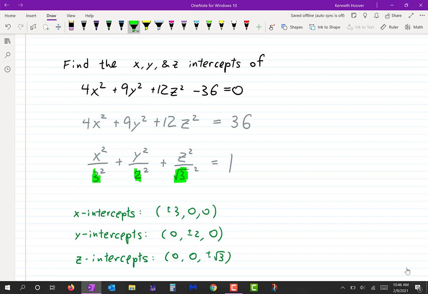Why is the center at the origin? Because on the top, it's just x squared, y squared, z squared, not x minus something squared. Or if you want to, you could say it's x minus 0 squared, y minus 0 squared, z minus 0 squared. So the center is 0, 0, 0. I'll even write that down, even though it didn't ask. Okay?